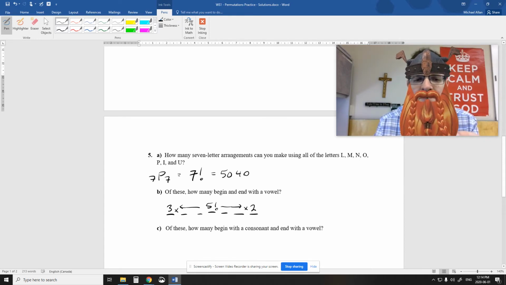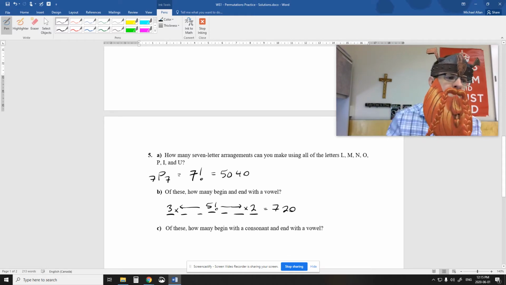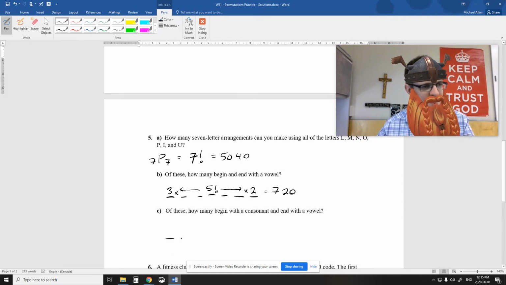So 6 times 5 factorial, which is actually just 6 factorial. Okay, that's pretty cool. So 720. Cool. How many of these begin with a consonant and end with a vowel? Okay, so let's do the same thing.